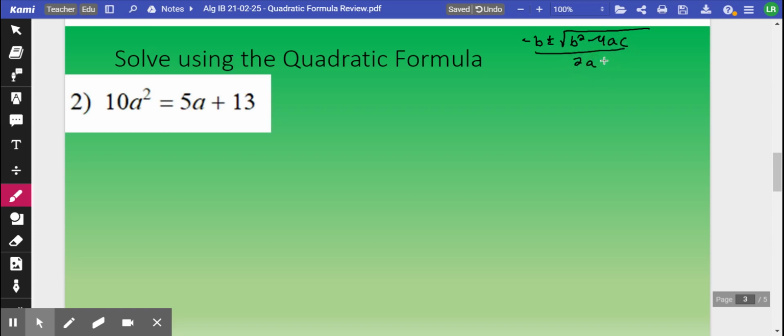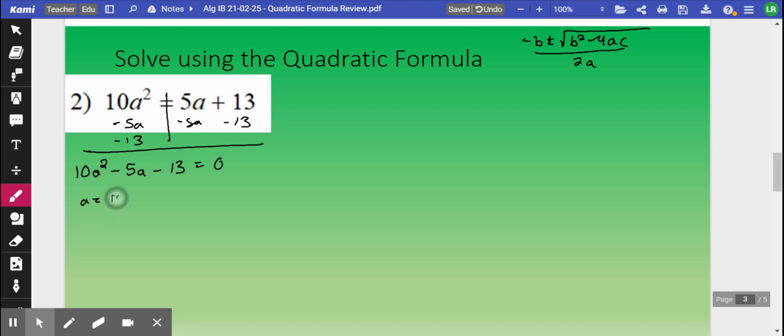The first thing you need to make sure is that this actually says equals 0, and it does not right now. So we're going to move everything over to the left. So minus 5a on both sides and minus 13 on both sides. Okay, so I'm going to get 10a squared minus 5a minus 13 equals 0.